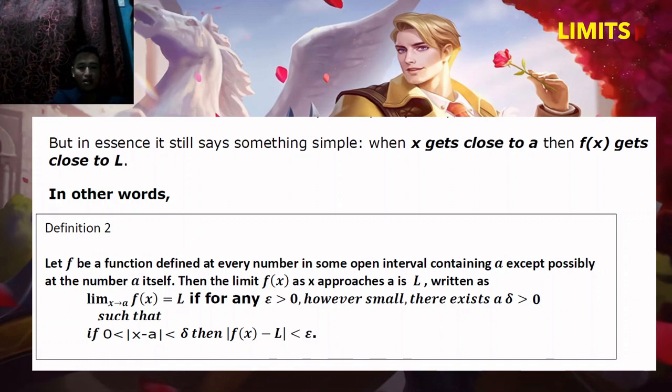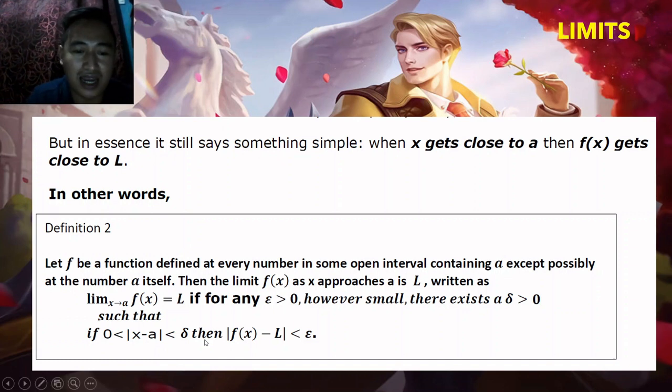Okay. So that is the definition. Class, in the definition, the limit of f of x as x approaches a is equal to L if, suppose we are given an epsilon greater than 0, we must be able to find a delta greater than 0 such that the two inequalities are followed.